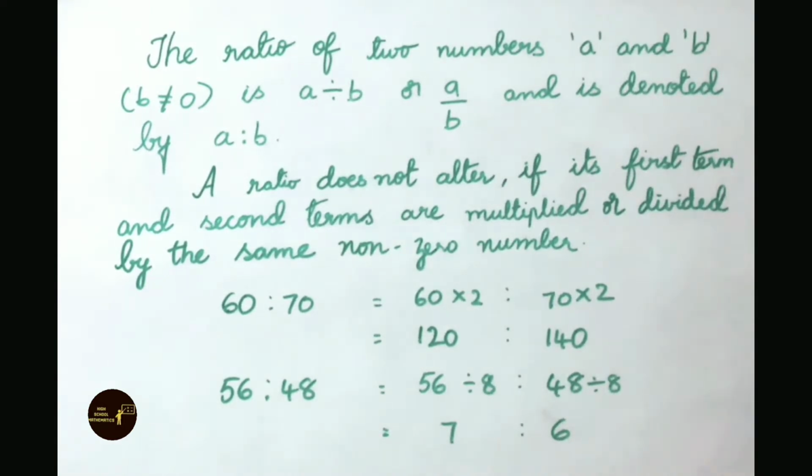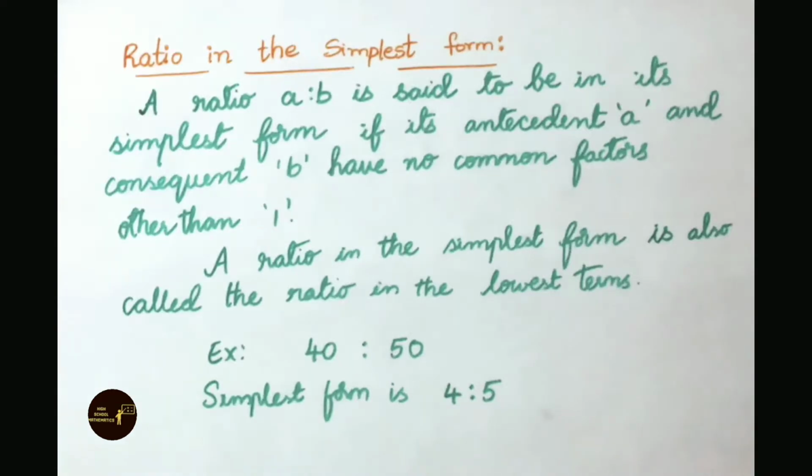See another example, 56 is to 48. Here both the terms we are going to divide by 8. 56 divided by 8 is 7. 48 divided by 8 we get 6. That means 56 is to 48 is equal to 7 is to 6. Here both values are the same even after we divide by the same number.